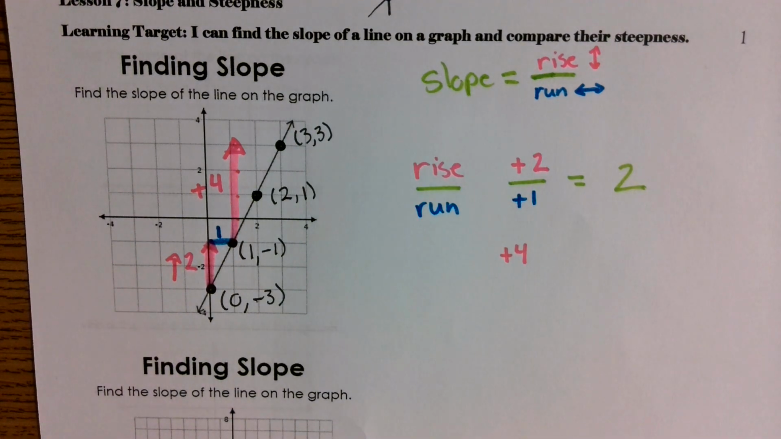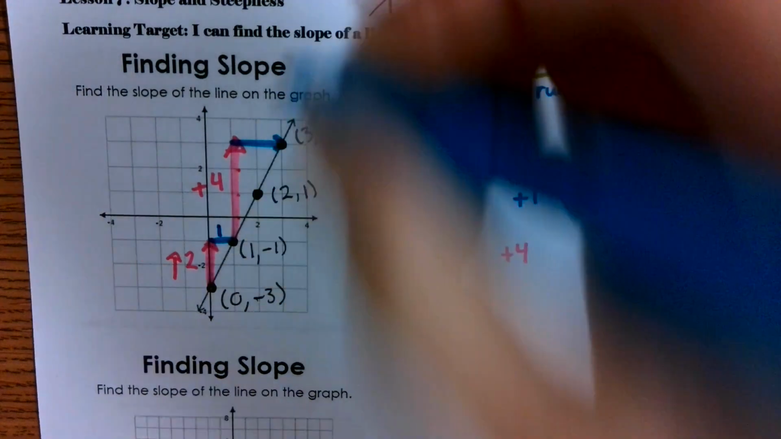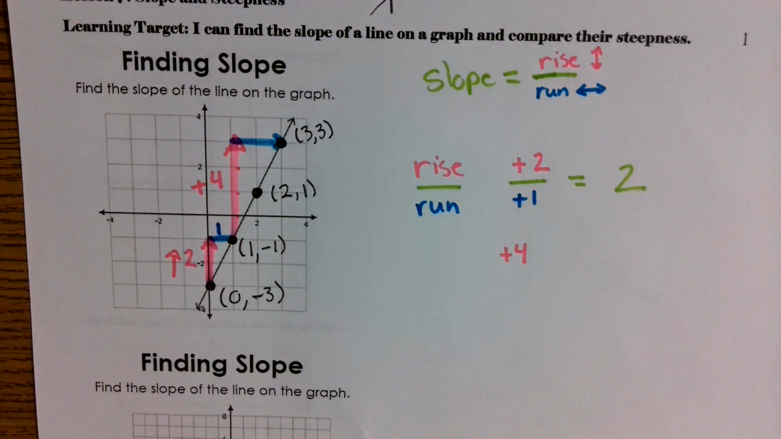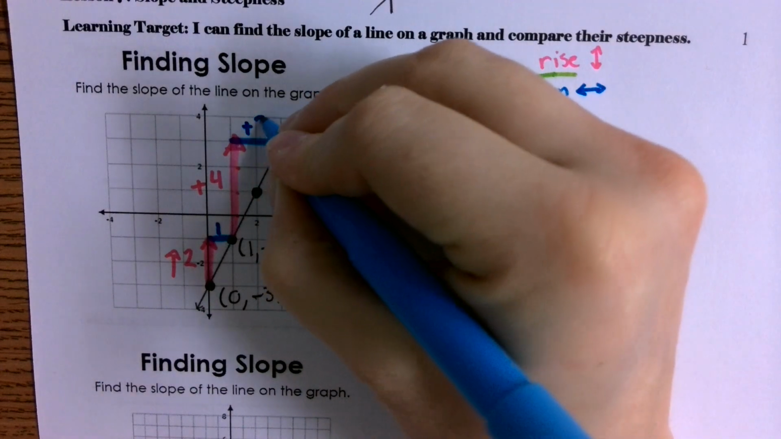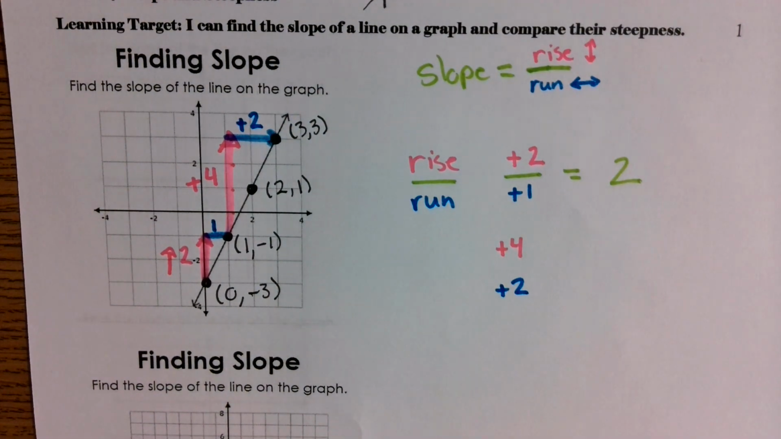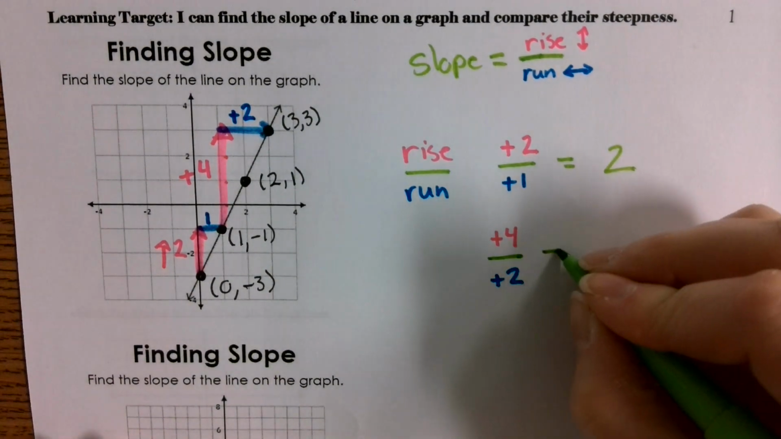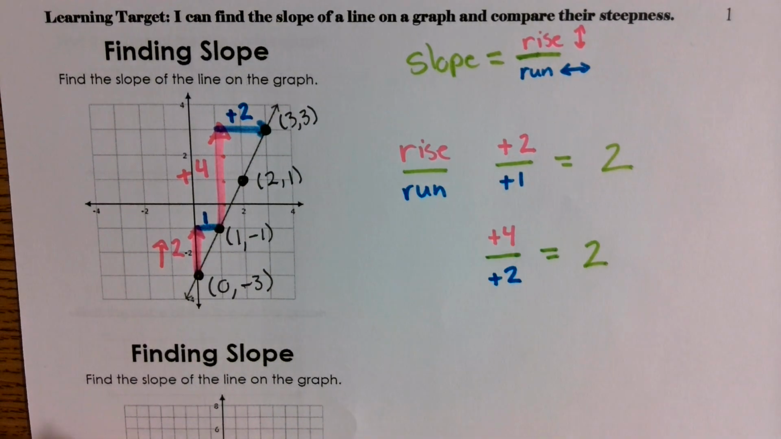And then our run, we are going to the right. How much is our run, Brian? 2. Our run is a positive 2. Okay, so again, we now have 4 over 2, but 4 over 2 also simplifies to 2.